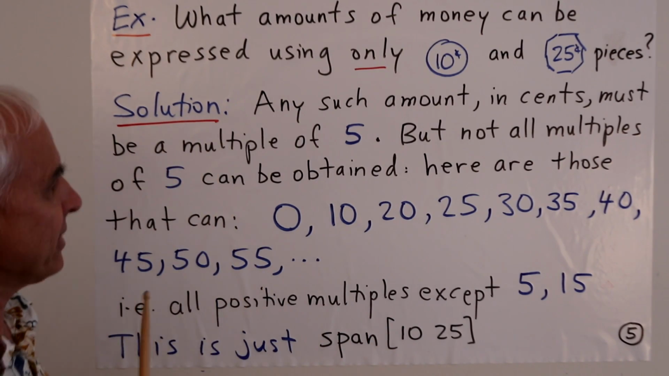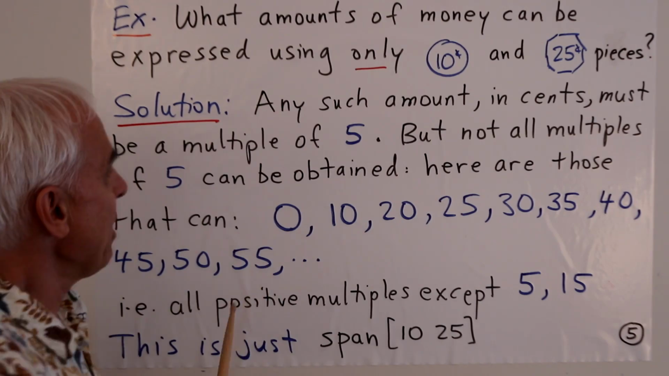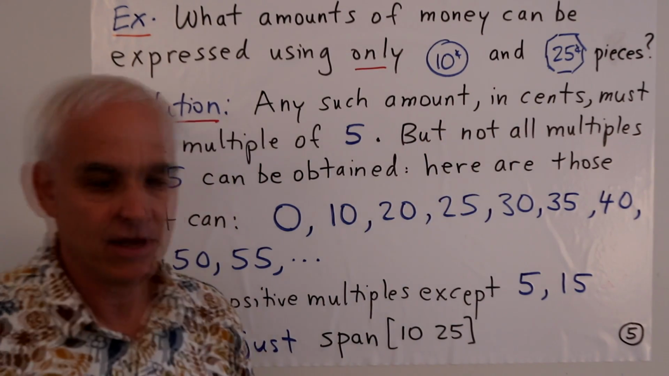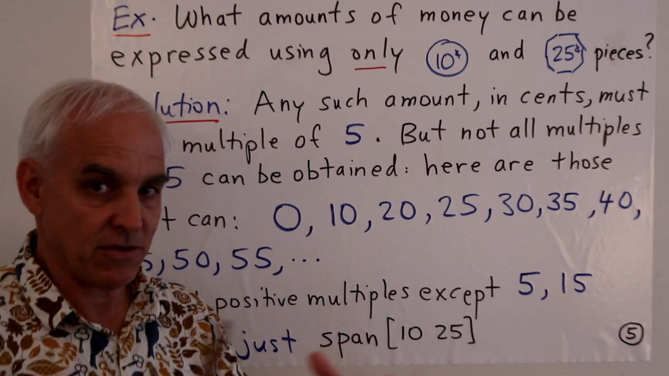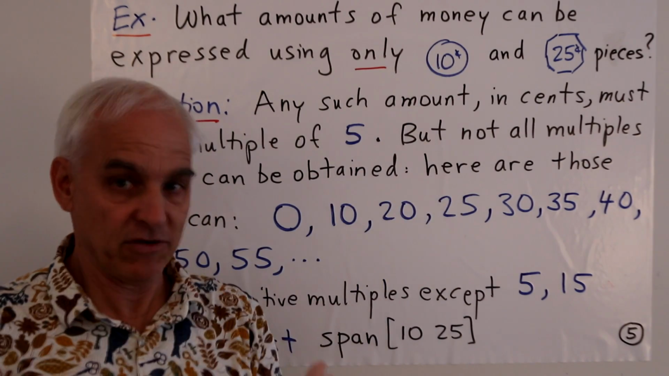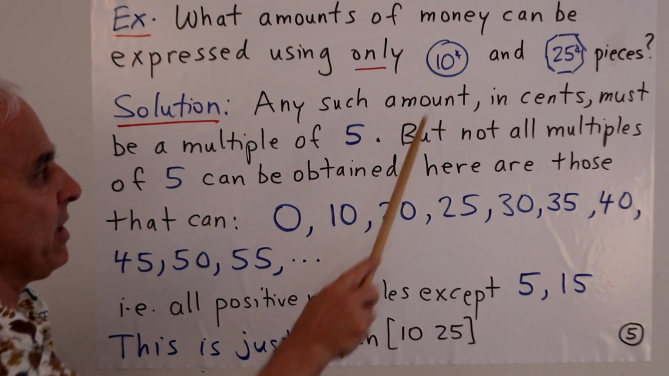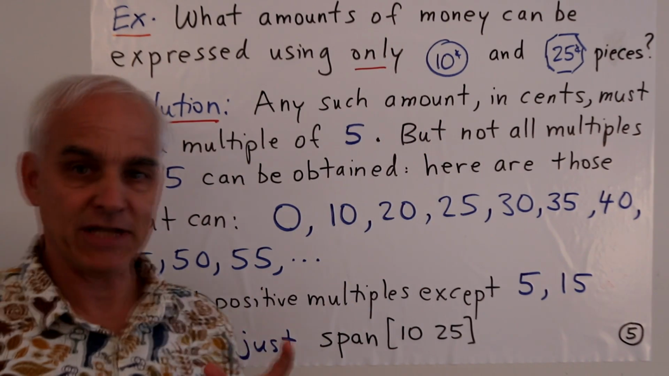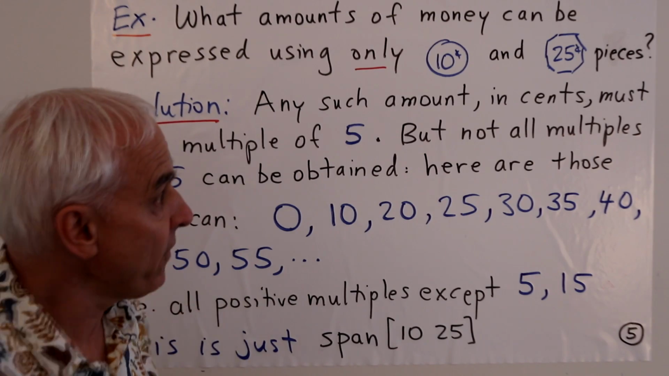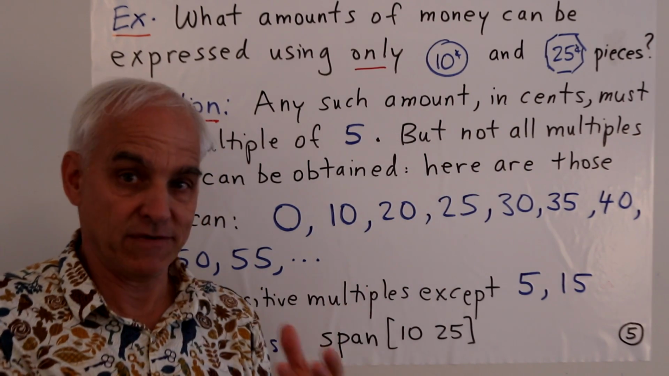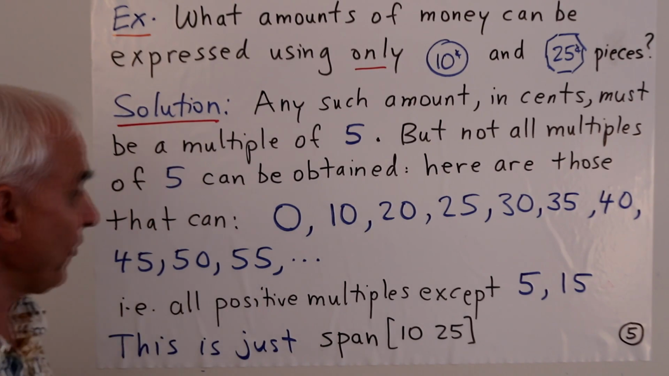Well, any such amount in cents must be a multiple of 5, because these are both multiples of 5. So anything that we get as a sum of these various things will have to be a multiple of 5. But not all multiples of 5 can be obtained. Obviously, for example, 5 itself cannot be obtained using just a collection of 10 and 25-cent pieces.